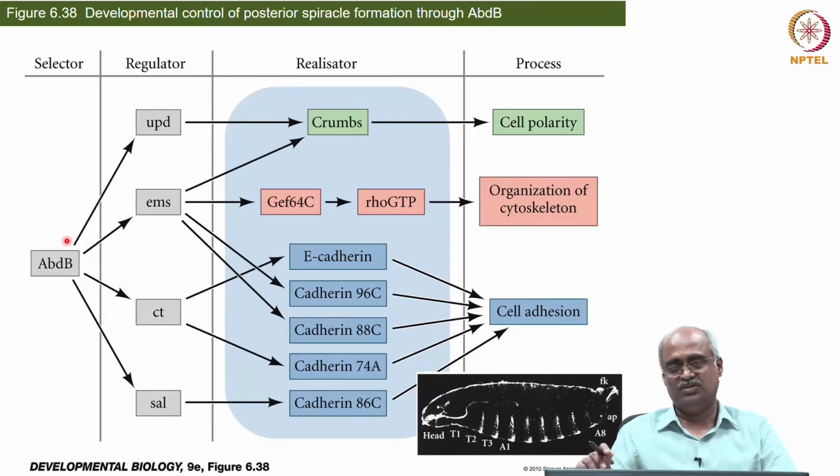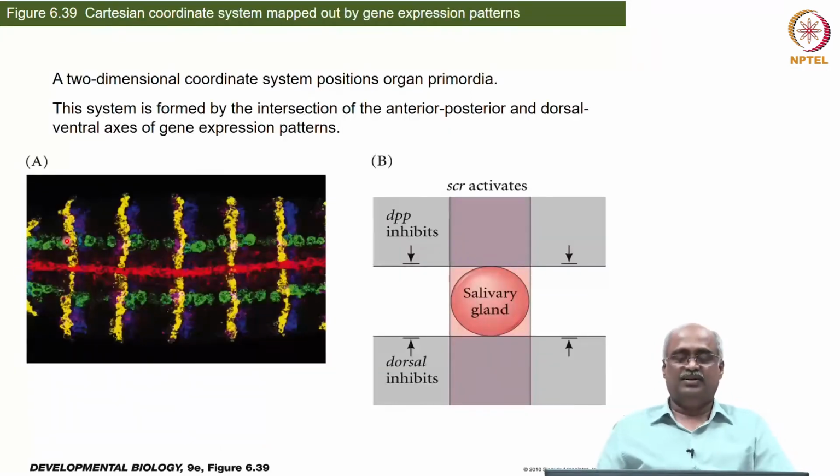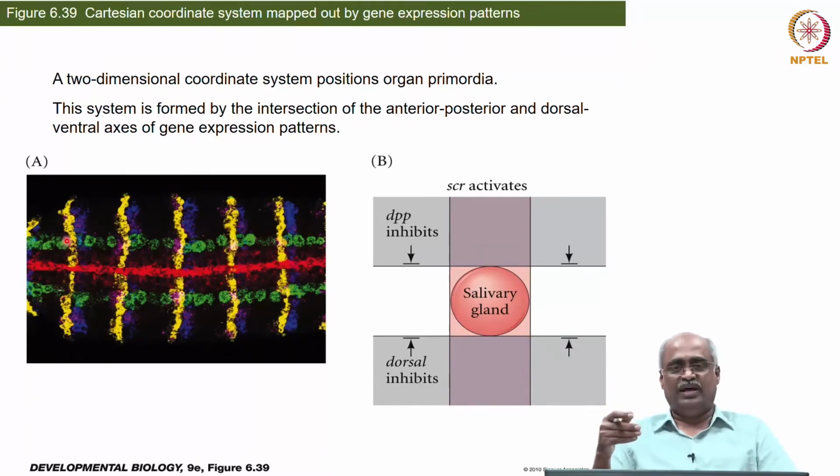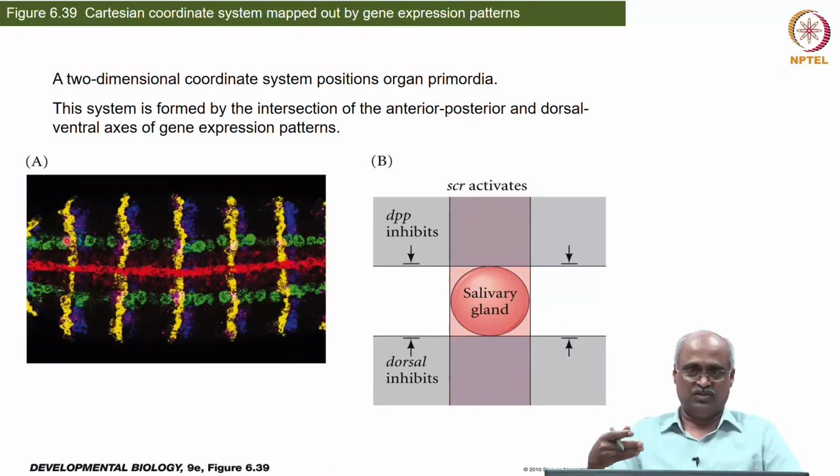Alright, so now we are coming to the end of this discussion on how the anterior-posterior pattern is formed in the embryo. So remember we started with a symmetrical oocyte, and then we saw that in the oocyte itself the dorsal-ventral polarity establishment starts in Drosophila.